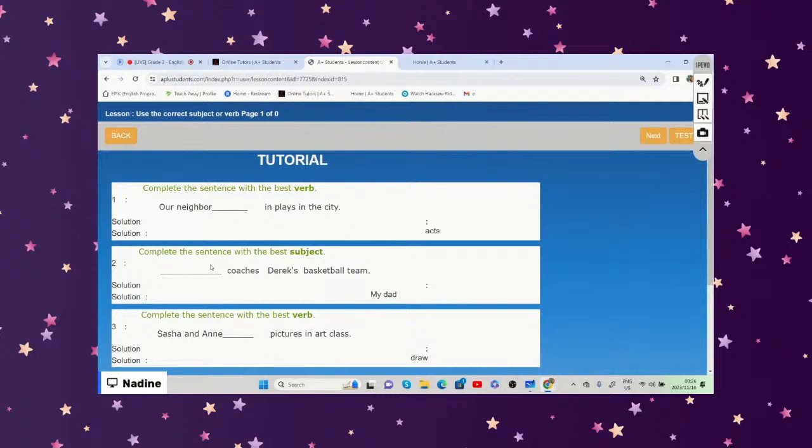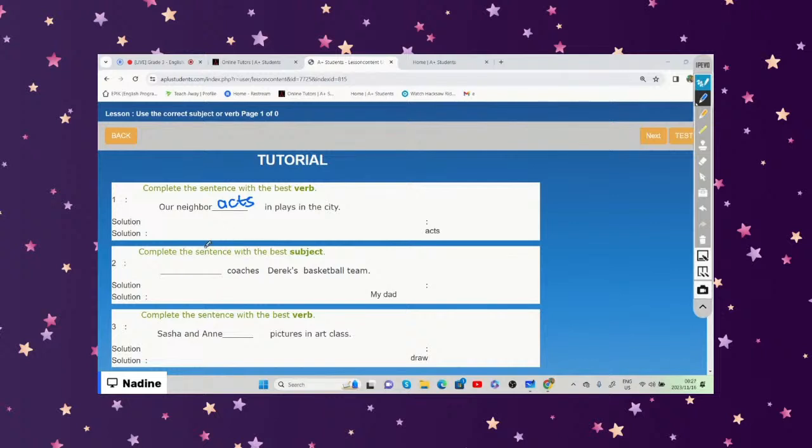So it says that we need to complete the sentence with the base verb. And yes, if somebody's in theater or they're in a play, then they act. So our neighbor acts, right? Because a singular subject has a singular verb that either ends in s, es, or ies. So acts with an s.